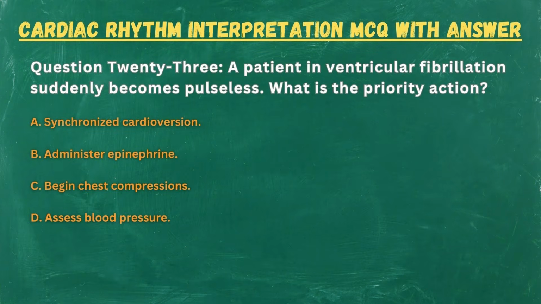Question 23. A patient in ventricular fibrillation suddenly becomes pulseless. What is the priority action? A. Synchronized cardioversion. B. Administer epinephrine. C. Begin chest compressions. D. Assess blood pressure. Answer: C. Begin chest compressions.